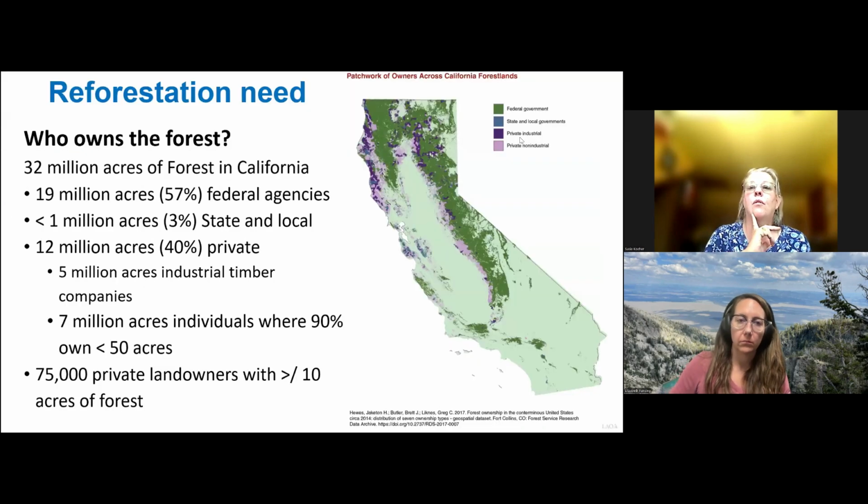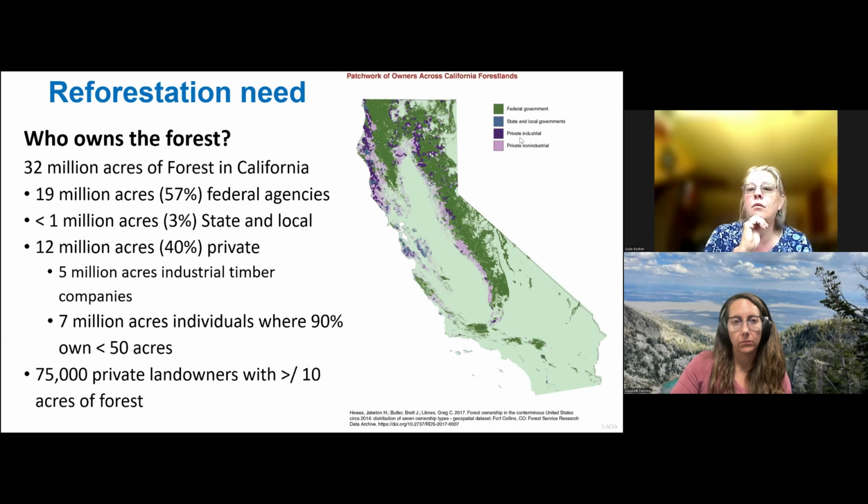Okay, so with that kind of background, I just wanted to really return our attention to land ownership in California. We have 32 million acres of forest. 60% of that is federally or state or local, so public land, and 40% is private. We have 5 million acres of industrial timber companies and more land that's actually owned by individuals or non-industrial private forest land owners. And a lot of fragmentation in the size of parcels.